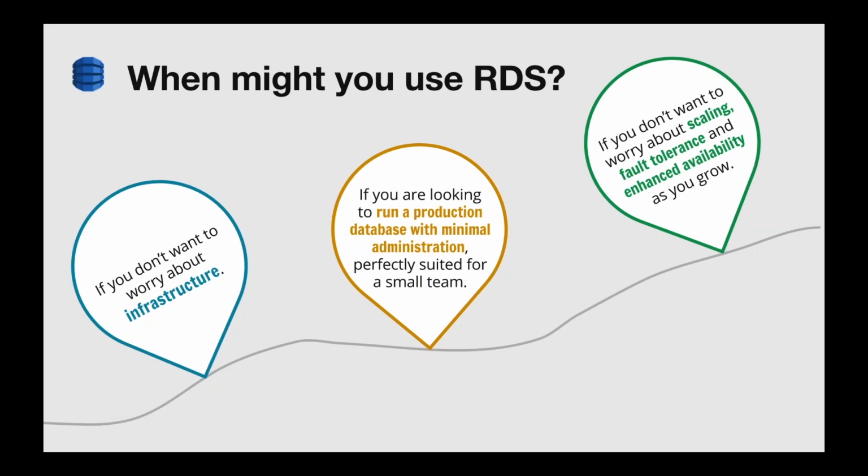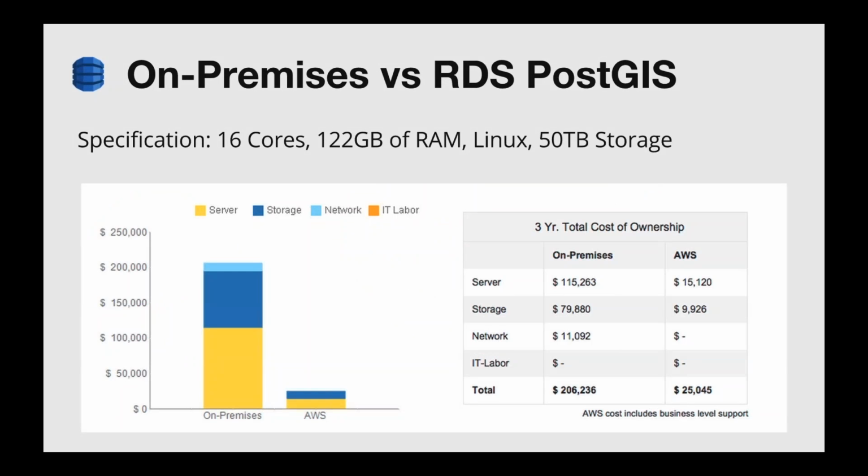It's a big deal. Okay, so here's a rough costing for an RDS PostGIS database versus an on-premises deployment, and it's a big database, 16 cores, 122 gig of RAM. But you can see that it's a different scale.